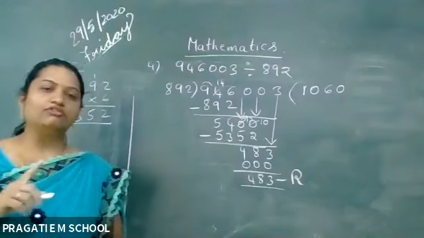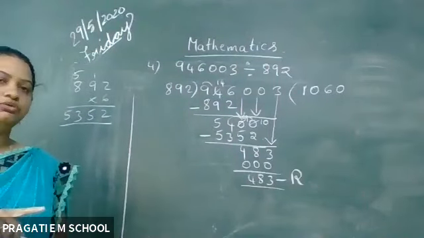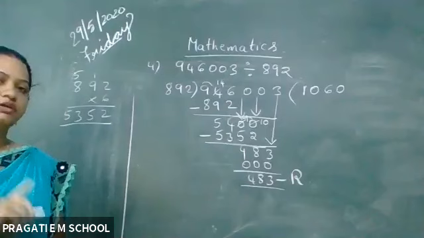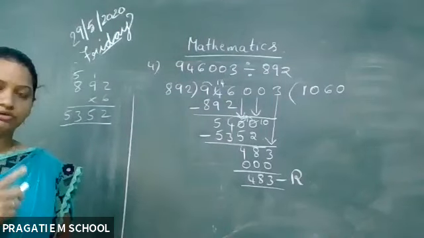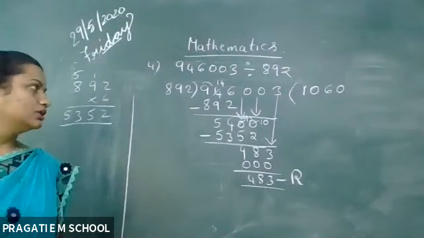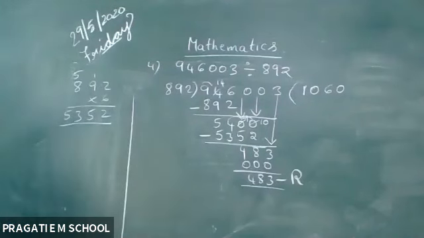Whenever, children, be careful whenever we are bringing from dividend down, and if it is less than divisor, what we have to do? We have to keep 0 in the quotient. 0 in the quotient. All of you copy the multiplication also.